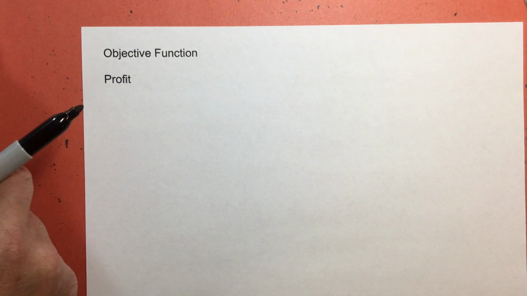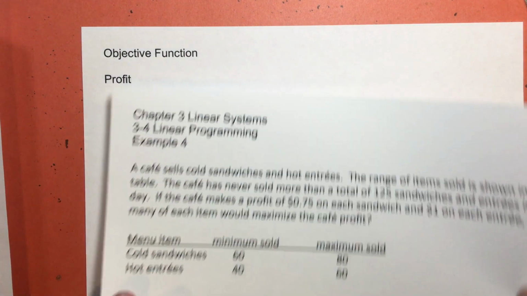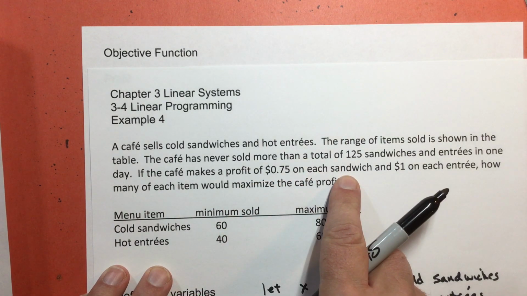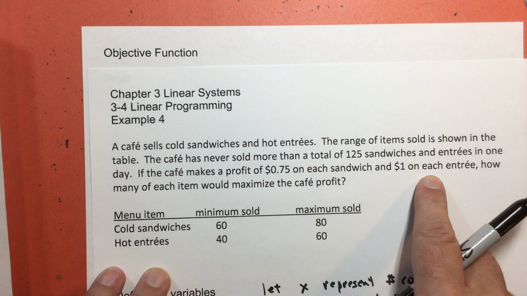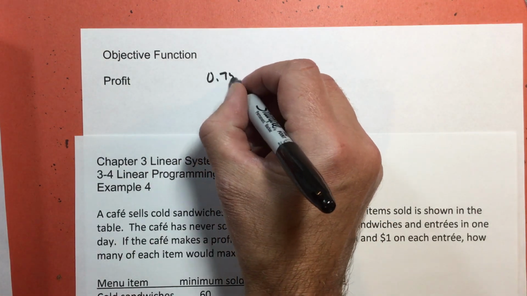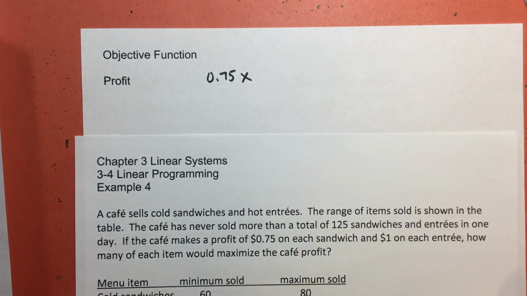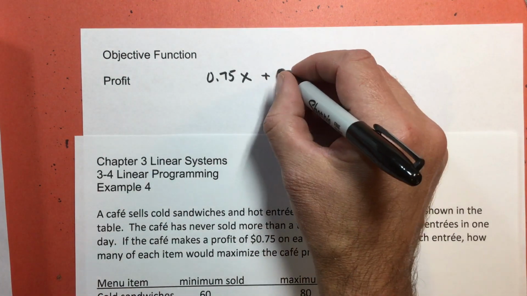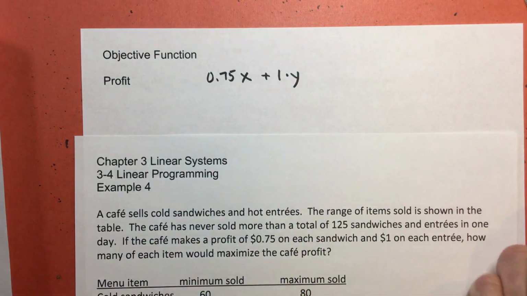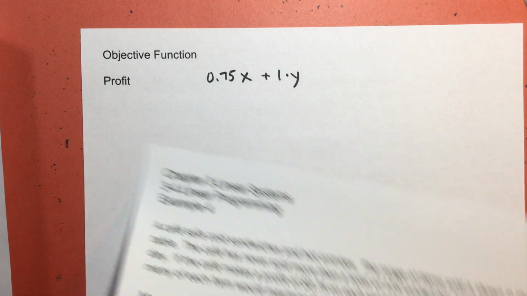Now, the last part. What is the profit? Let's go back to the first sheet. They make 75 cents for each cold sandwich and $1 for each entree. So that is 0.75 times each cold sandwich plus 1 times each entree. And you probably don't need to put the 1 in there, okay? But I show the stuff that's hidden.